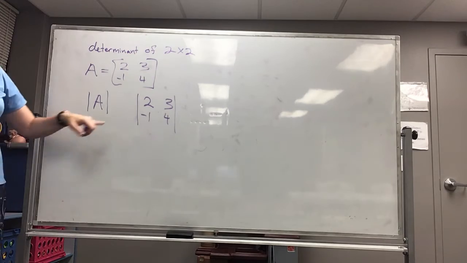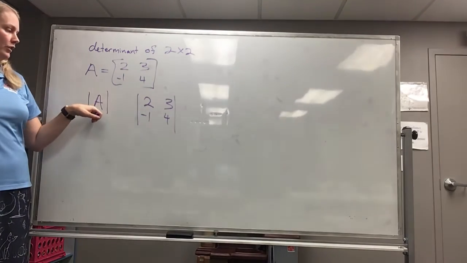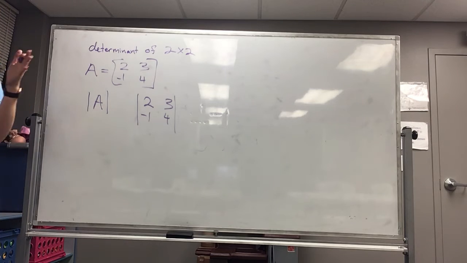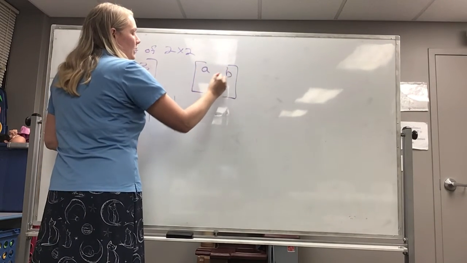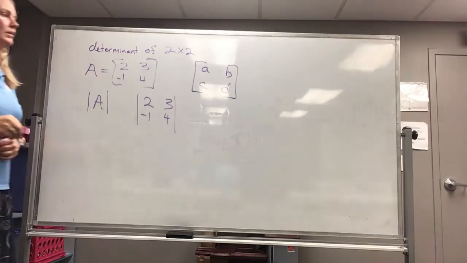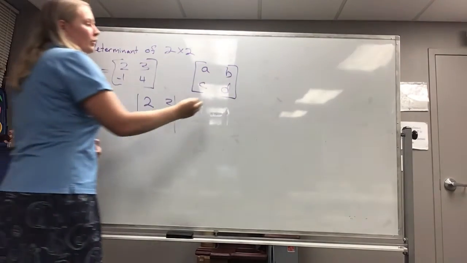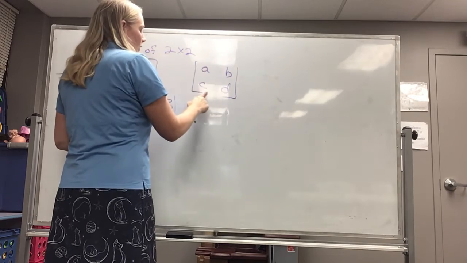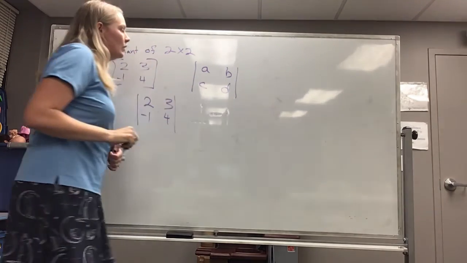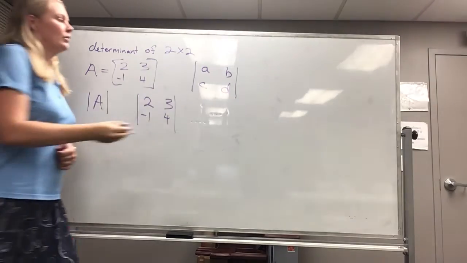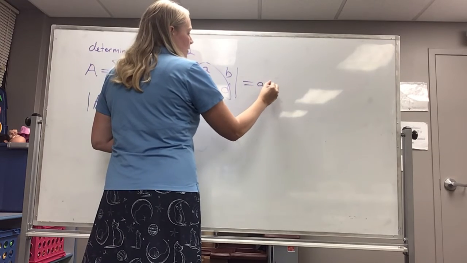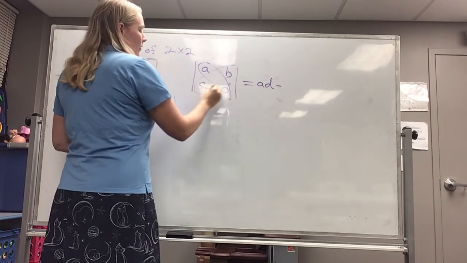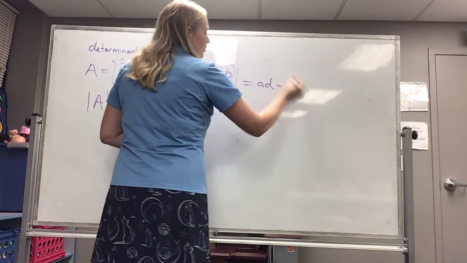And so either way, they're asking for the determinant of A, they're asking for the determinant of these numbers inside. And so if you have the general case with A, B, C, and D, meaning the numbers, the equation for the determinant, again, the lines without any brackets on the top and bottom means the determinant. This is just this diagonal, A times D, minus the other diagonal, B times C.